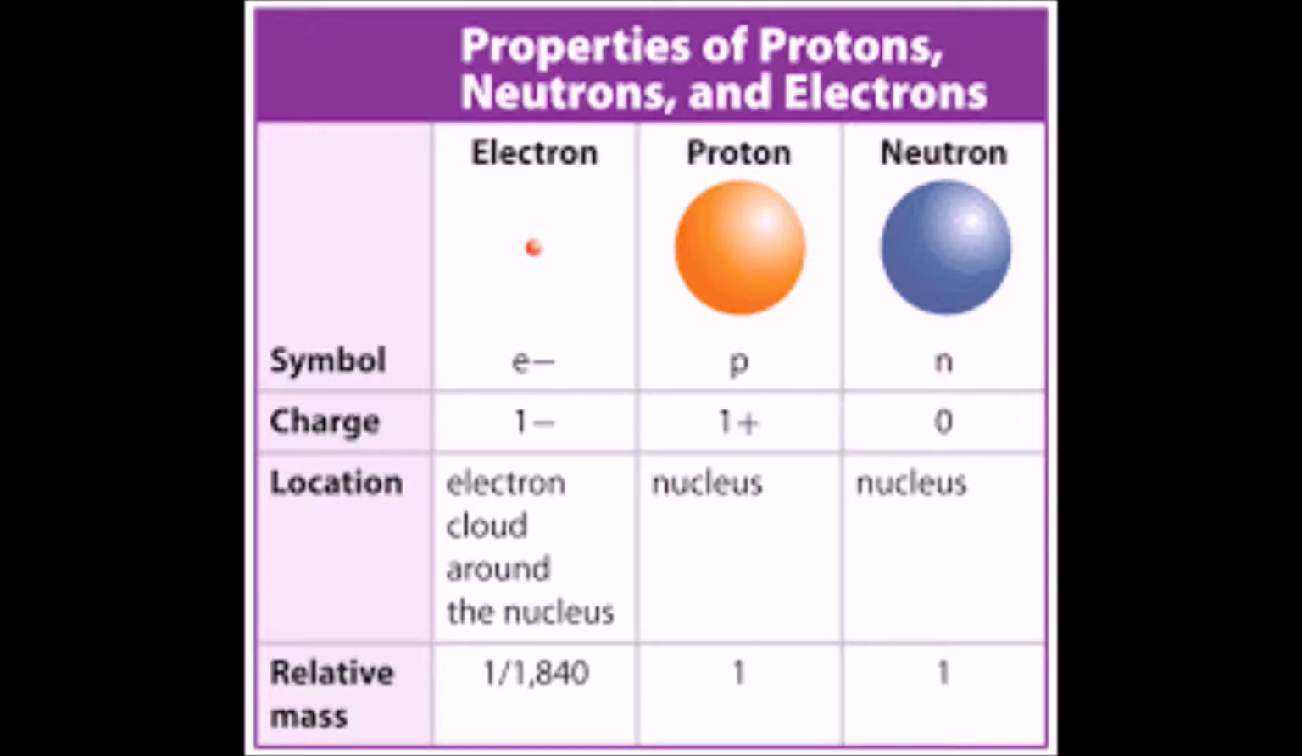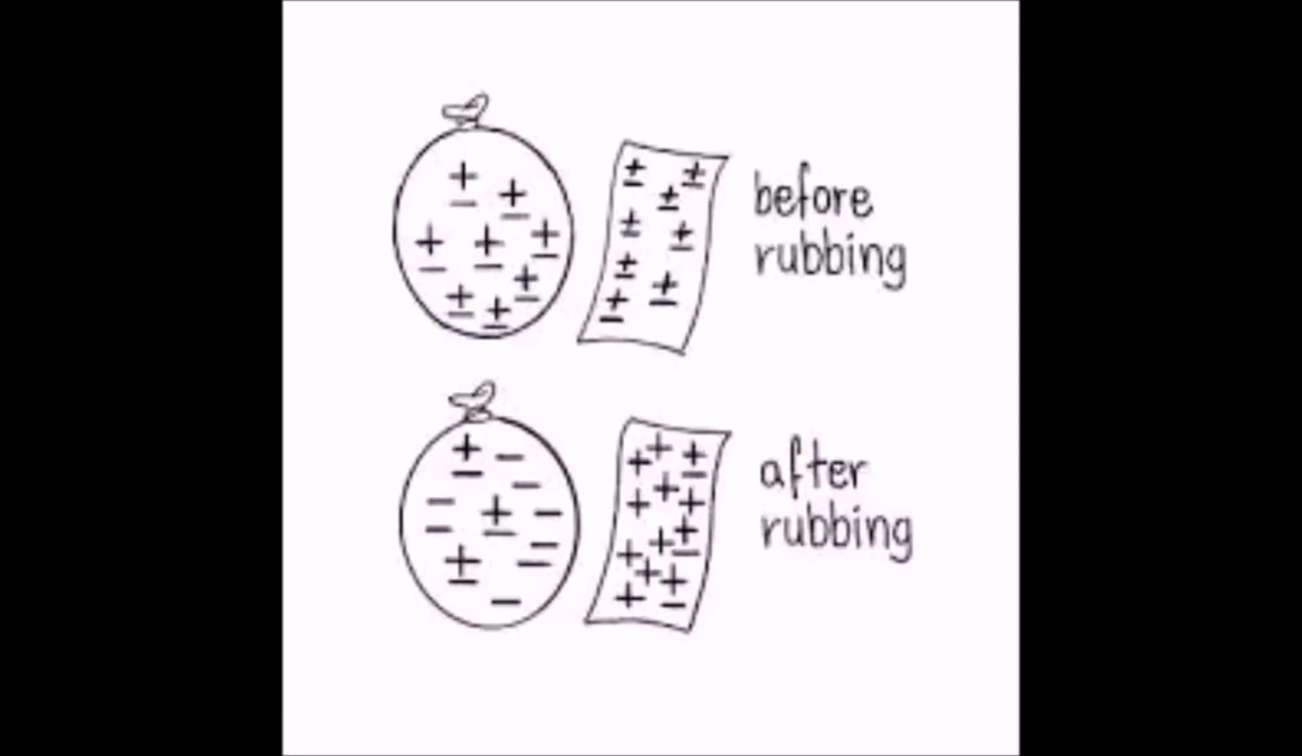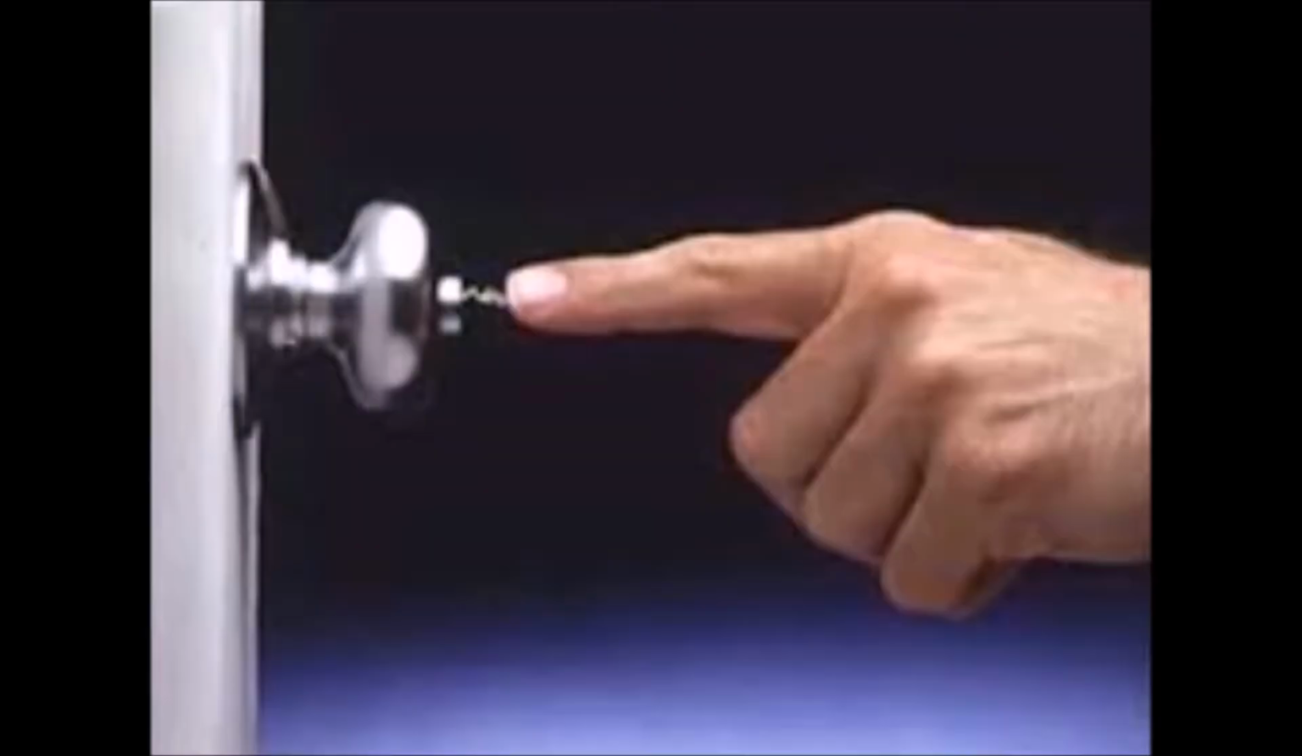Electrons are very small and can be moved between atoms. Protons are much bigger and can never move between atoms. Friction can cause the atoms in one object to lose its electrons to atoms from another object. One object will become positively charged, and the other object will become negatively charged. Static electricity is the imbalance of positive and negative charge between objects.